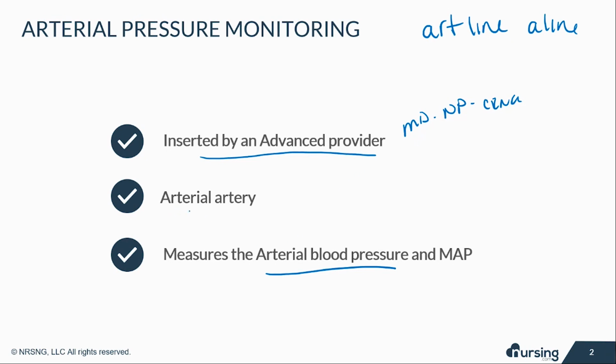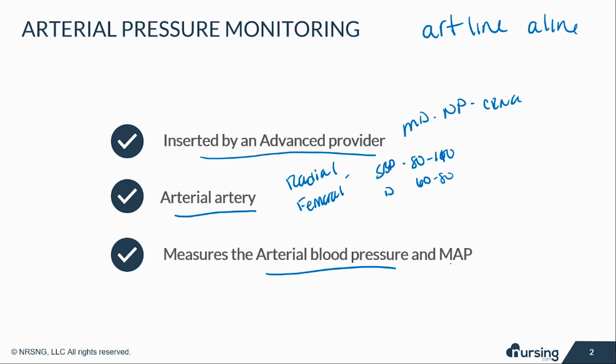It is usually placed in an artery. The most common one is the radial artery. Sometimes you can do the femoral artery, but the radial one is just more practical. And again, it measures the blood pressure, just like a regular blood pressure. Systolic, you're looking for 80 to 100 or 110, and then diastolic, you're looking for 60 to 80. It should still be about the same.